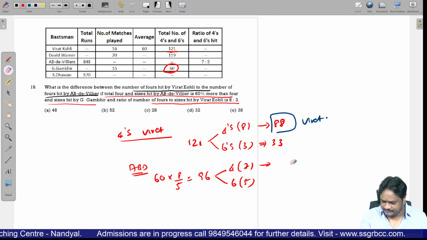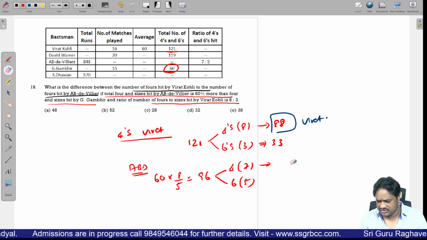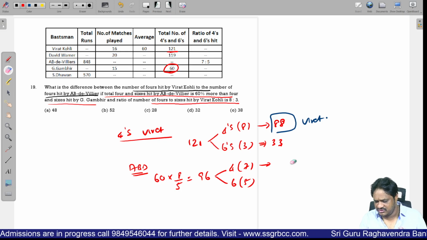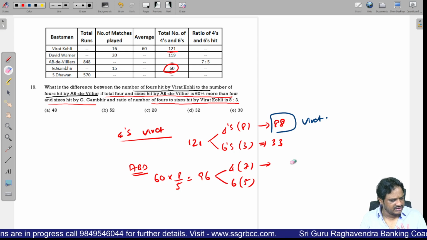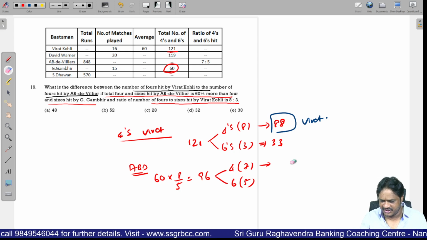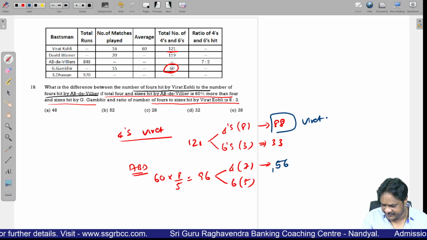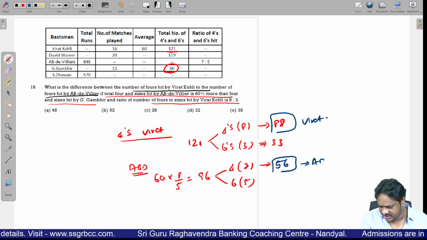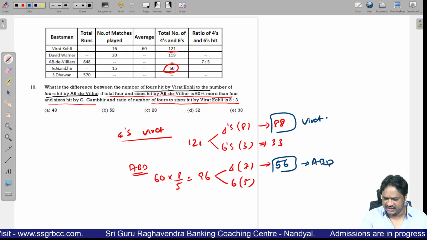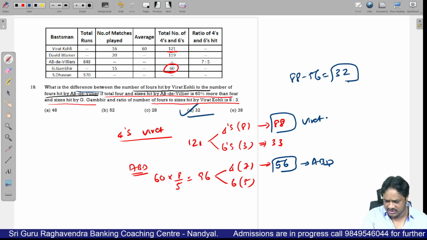So 7 plus 5 is 12. So if you take 12, 96 by 12 is 8. So 8 into 7 it is 56. These are the fours hit by AB de Villiers. We have to find the difference. So what is the difference of 88 and 56? The answer is 32. Option is 4.